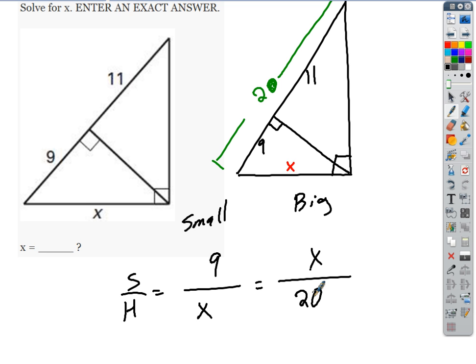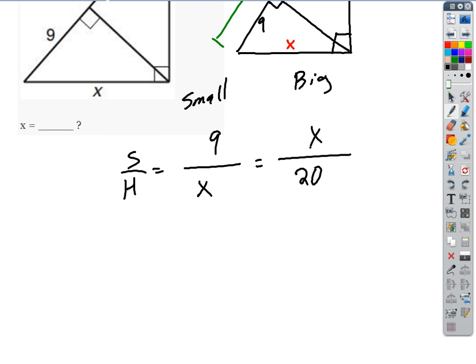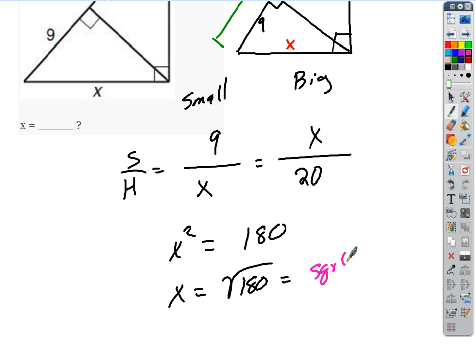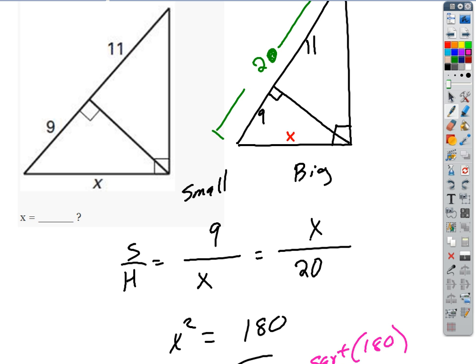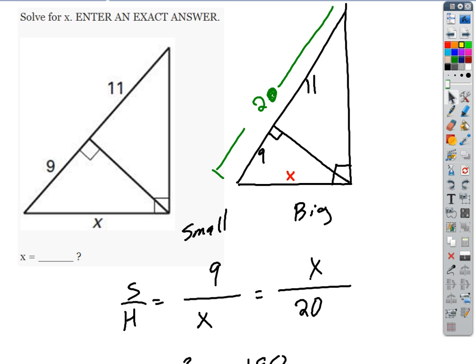And then I just cross multiply and solve, right? So if I cross multiply, I just get x squared equals 180. So what's x? Square root of 180. Which in Moodle would just be square 180. And we could also just pull this small triangle out and set it right there and compare the two also, right? Take a pick.